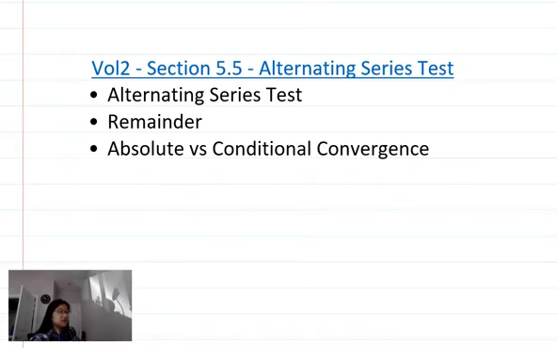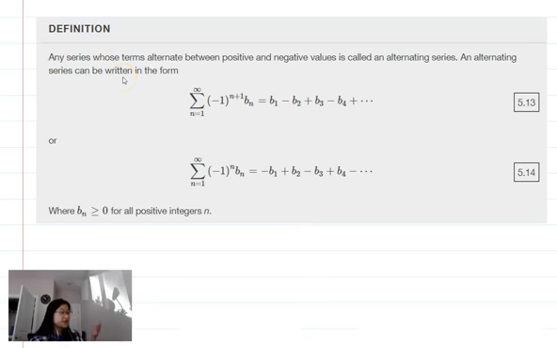All right, so in this section we are looking at the alternating series test. What is the alternating series test? And then looking at what remainder means. And then we'll look at the definitions of absolute and conditional convergence. So let's get started. To start off with, what is an alternating series?